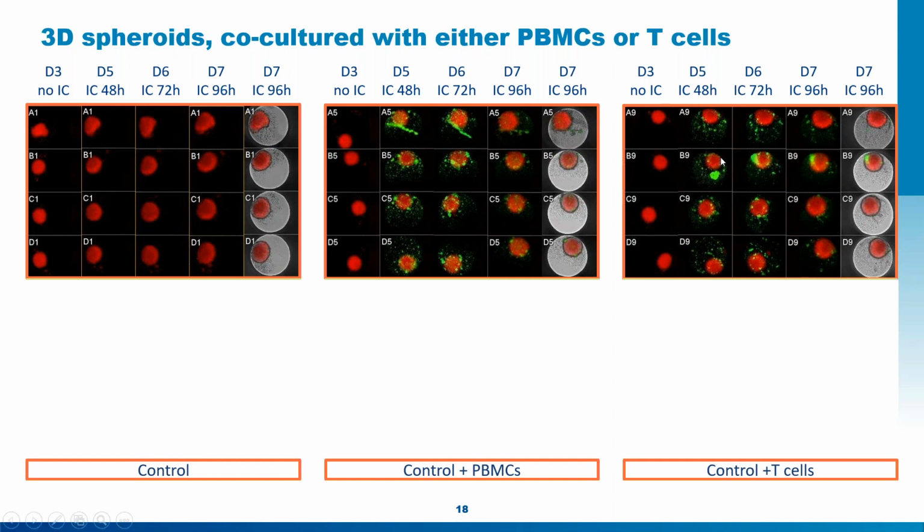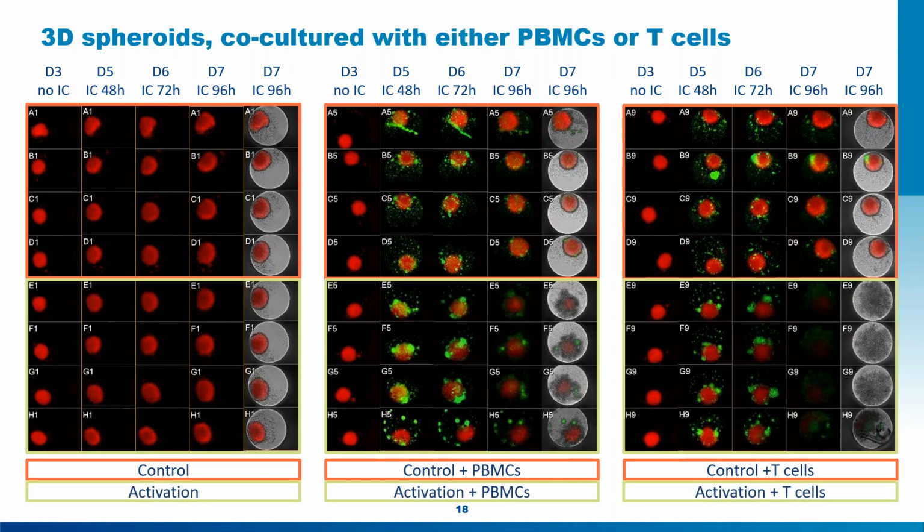Without any activation, you can see that there is not much activity of immune cells against the tumor, meaning there is surely interaction, as we can see that the immune cells are aggregating around the tumor spheroids. However, there is no killing activity. If you do activate the immune cells, we really start to see that immune cells are able to kill the tumor and destroy the tumor quite totally.